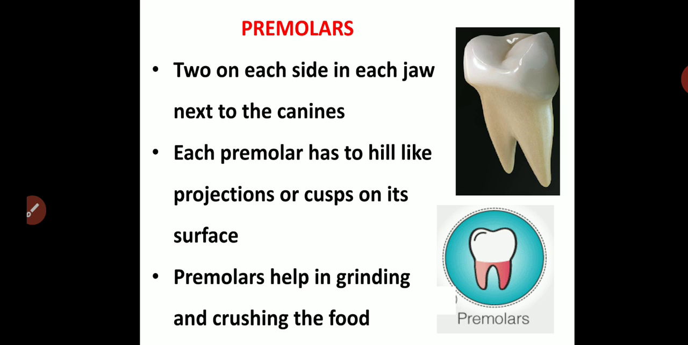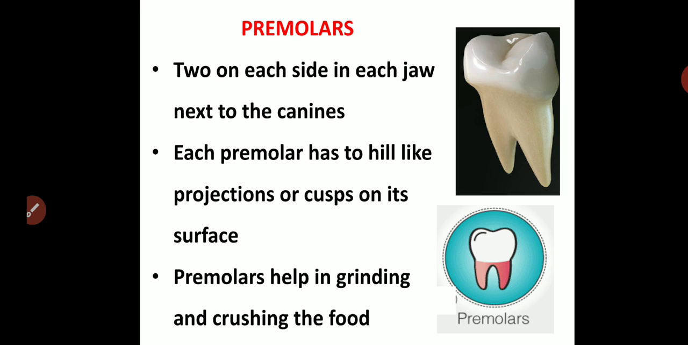So there are two cusps. You can see in the lower diagram, the blue colored part where the white tooth is embedded, there are two cusps present on it. And each jaw has four premolars. Okay, each jaw is having four premolars. These are meant for crushing and grinding the food.